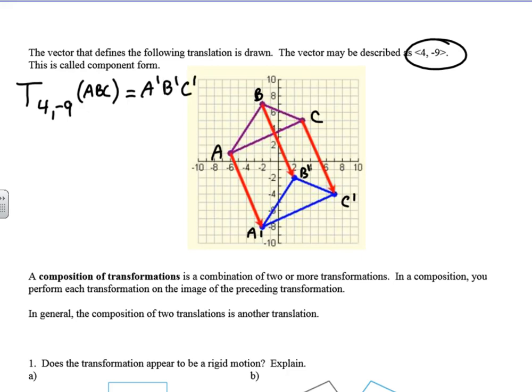The other way you can do it is, if we take the point XY, then it's going to be X plus 4, Y minus 9. So all of those mean the same thing. Whether it's component form, or with the X and Y, or with the capital letter T, each shows us right 4, down 9.